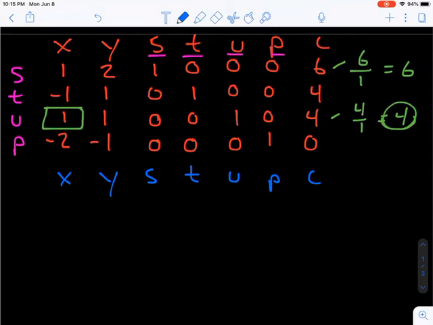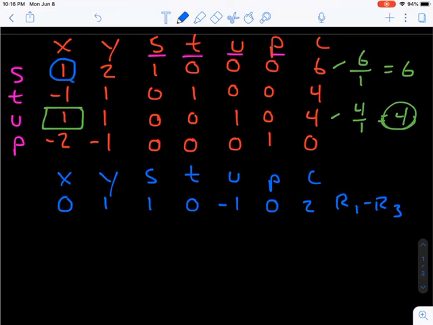And so we need to change 1 into a 0. And we always want to start with the row that's going to change plus or minus the pivot row. So it looks like all I have to do is row 1 minus row 3. So 1 minus 1 is going to be 0. 2 minus 1 is 1. 1 minus 0 is 1. 0 minus 0 is 0. 0 minus 1 is negative 1. 0 minus 0 is 0. 6 minus 4 is 2.